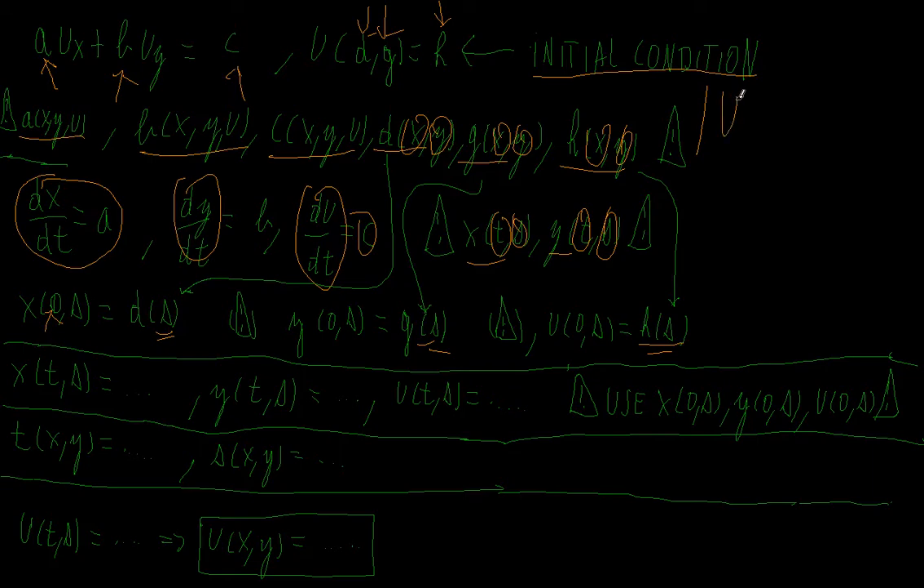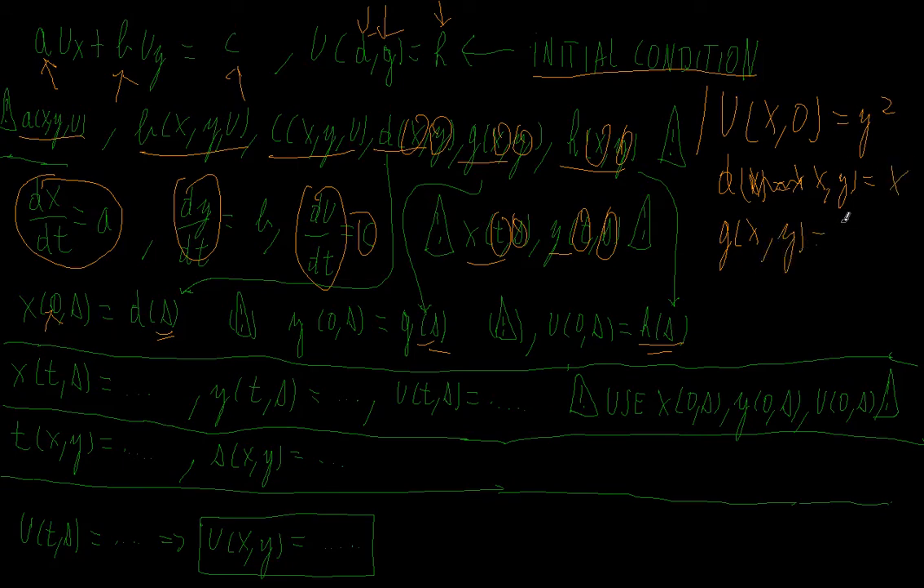But if you have as initial condition u of x0 is equal to y squared, your d of xy is equal to x, your g of xy is equal to 0, and your h of xy is equal to y squared.